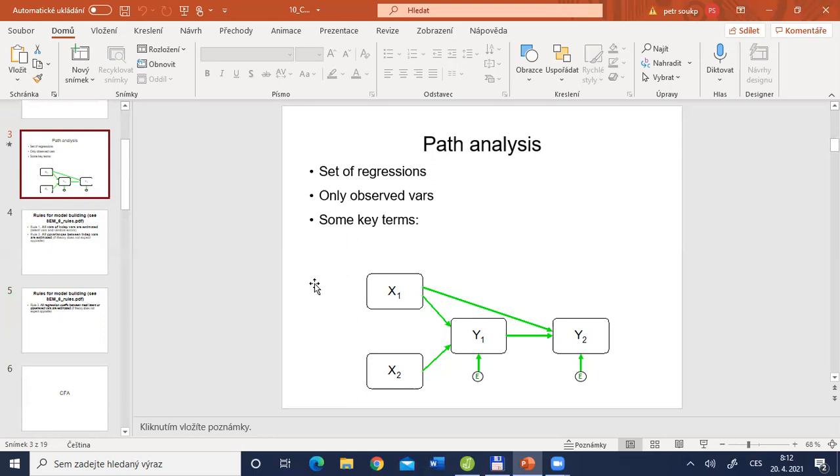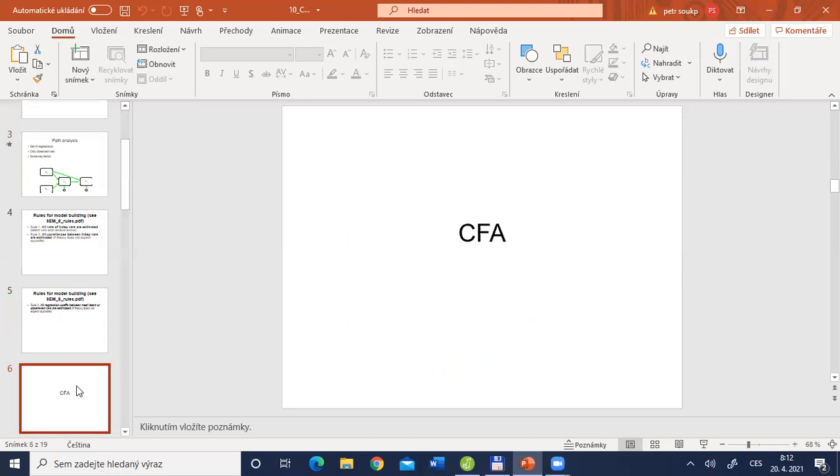And today we would cover 3 more rules that are special for confirmatory factor analysis. So let's go forward and let's go to confirmatory factor analysis, or simply only CFA. So usually abbreviations such as EFA for exploratory factor analysis and CFA for confirmatory factor analysis are applied.